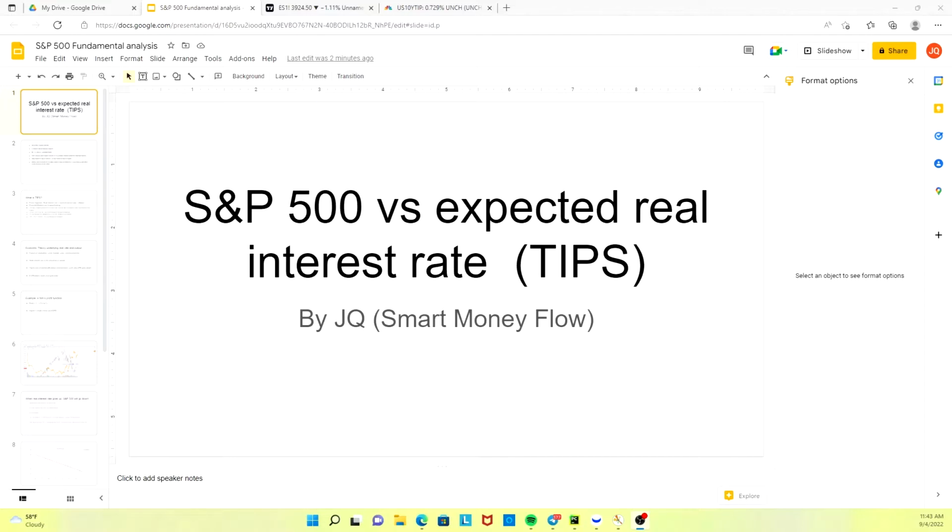My name is JQ, and today I'm going to talk about the relationship between the S&P 500 and the expected real interest rate, aka the TIPS.